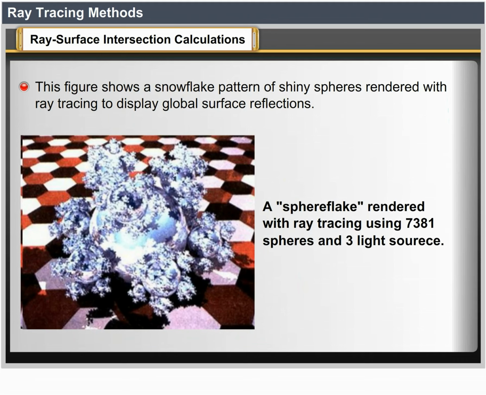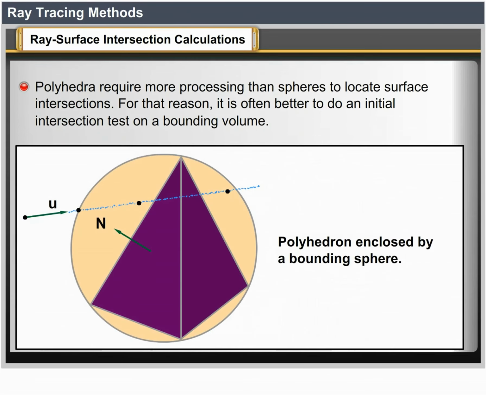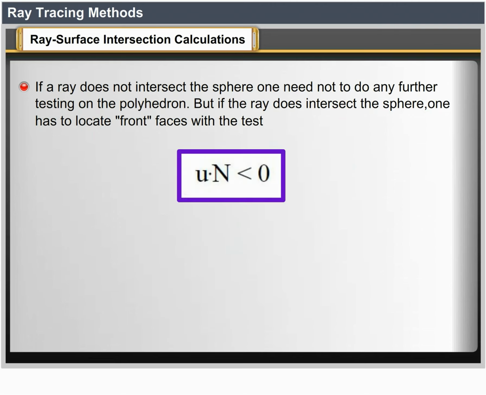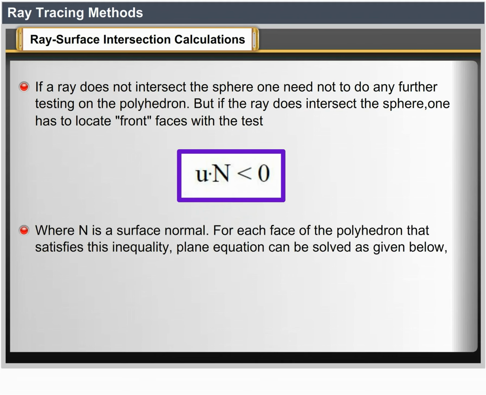Polyhedra require more processing than spheres to locate surface intersections. For that reason, it is often better to do an initial intersection test on a bounding volume. For example, this figure shows a polyhedron bounded by a sphere. If a ray does not intersect the sphere, we do not need to do any further testing on the polyhedron. But if the ray does intersect the sphere, we first locate the front faces with the test U and n is less than 0, where n is a surface normal. For each face of the polyhedron that satisfies this inequality, we solve the plane equation n and p equals minus d.